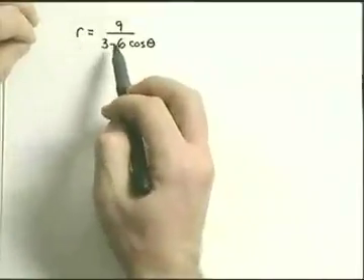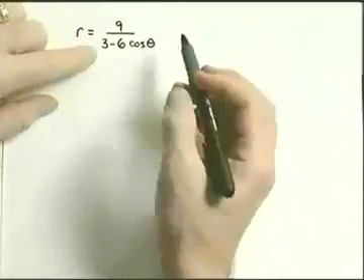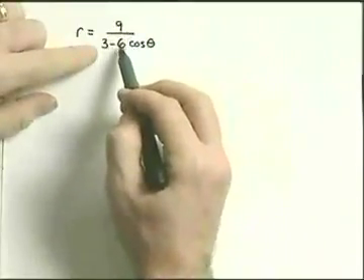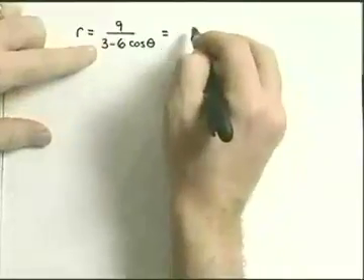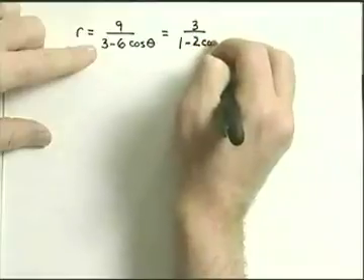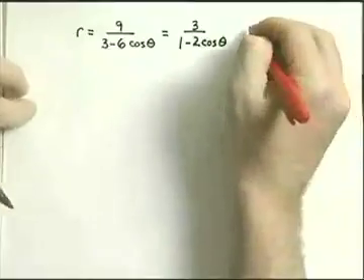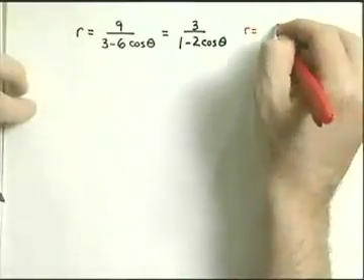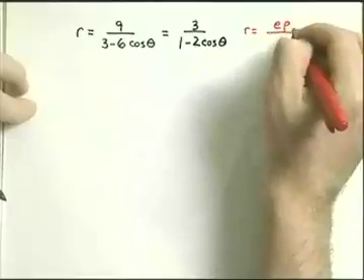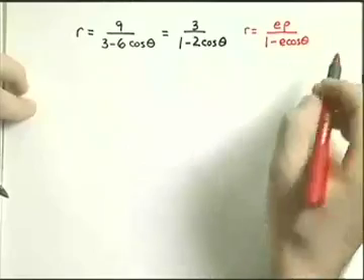We're now going to graph a conic section whose equation is a polar equation. We have that r equals 9 divided by 3 minus 6 cosine of theta. What I'm going to do is divide the numerator and denominator by 3, and I obtain 3 divided by 1 minus 2 cosine of theta. The reason that I divided the numerator and denominator by 3 was to write the equation in the form r equals ep divided by 1 minus e cosine of theta.